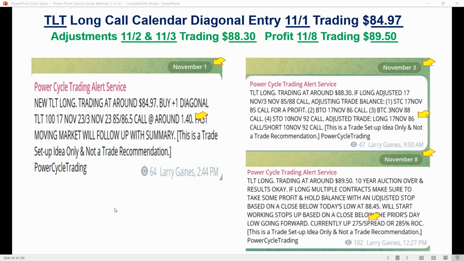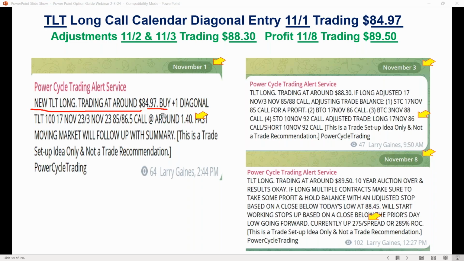So here's one we did. This was the first really move up on TLT when it bottomed out in November. We did this trade. This was a really good one. So this was on the 1st of November. It was trading at 84.97. Then we did a couple adjustments and profit, and I'll go through and show you. So we do a lot of adjustments on these because we can just keep the trade going for so long. So we started this TLT trade.